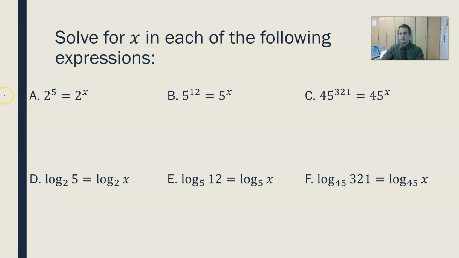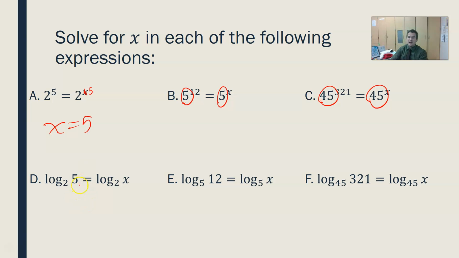Notice that on all these expressions, on both sides of the equal sign, the base of my exponential expression is the same. And on all these logarithmic expressions, the base of all the logarithms on both sides of the equal sign are the same. So, for example, if I'm looking at 2 to the 5th equals 2 to the x power, since their bases are the same, then these exponents had better also be the same. So 2 to the 5th has to be equal to 2 to the 5th. So x has to be equal to 5.